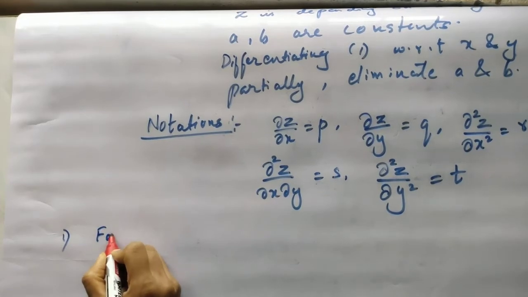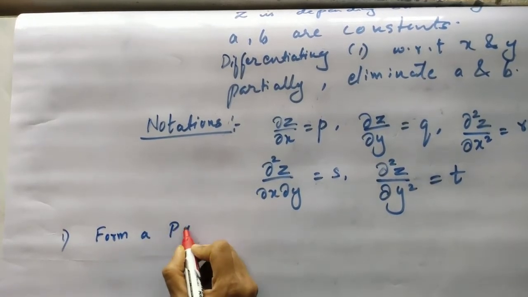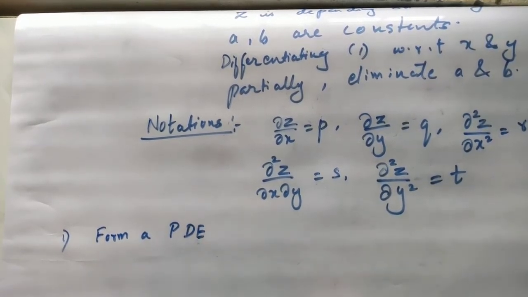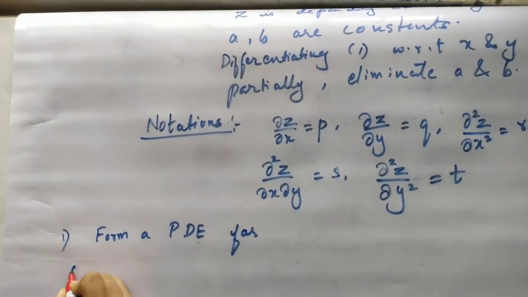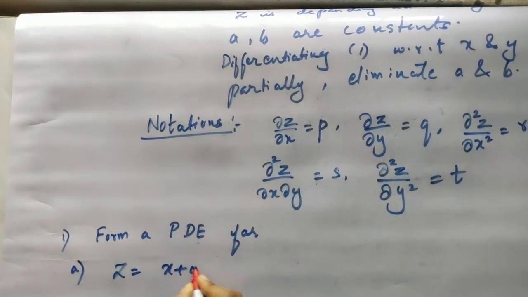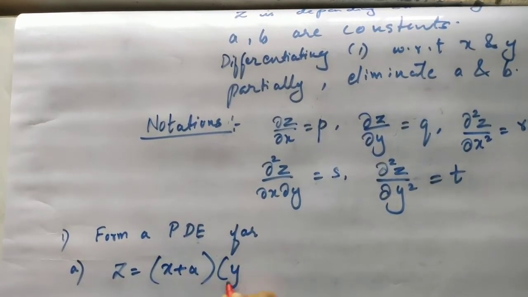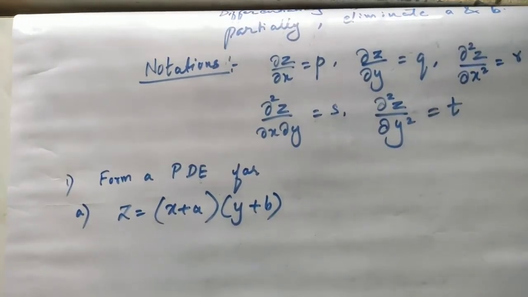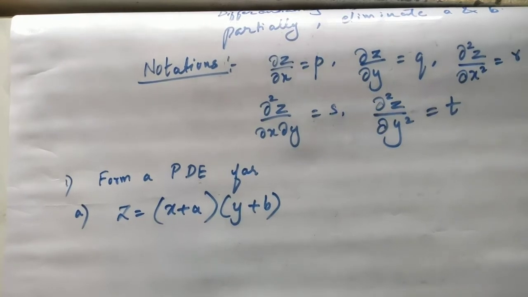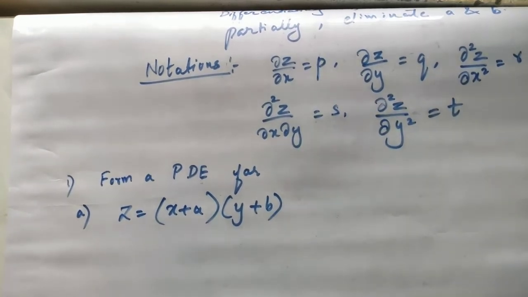Form a PDE for the first one here. Say z is equal to (x plus a) into (y plus b). Here a and b are constants, and z is related as such.